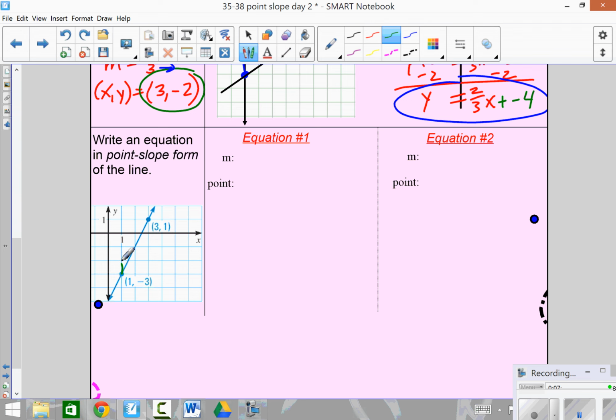So rise 1, 2, 3, 4, run 1, 2. If you prefer using the slope formula, that's up to you. So it looks like our slope is 4 over 2, which is the same thing as 2. I'm going to do the same thing over here, 4 over 2, which is the same thing as 2. Okay? Equation 1, let's use our first ordered pair, 3, 1. Equation 2 is going to be using the other ordered pair, which is 1, negative 3.